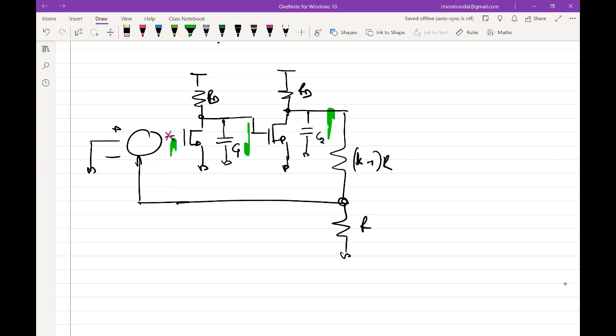Fine. So now, why don't you tell me what the loop gain of this will be? Calculate and tell me what the loop gain will be. You can assume these to be GM1 and GM2.